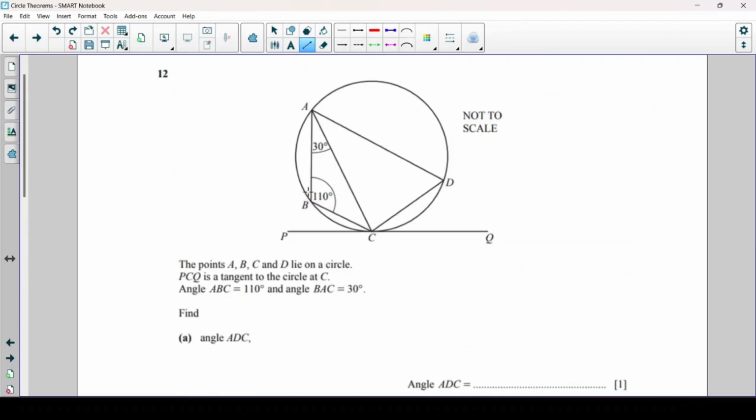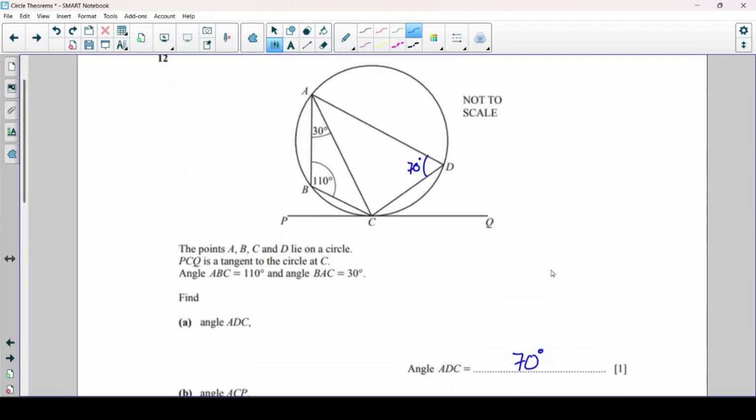Things to notice in this question is we've got a tangent and we've got triangles connected to the tangent. We've also got a cyclic quadrilateral, and the first thing we're asked to find is ADC, which is over here. And for this one I think we're going to use the cyclic quadrilateral. These two angles have to add up to 180 degrees. Okay, so that one on the right there is 110 degrees, they've got to add up to 180, so that's going to make this one here 70 degrees straight off.